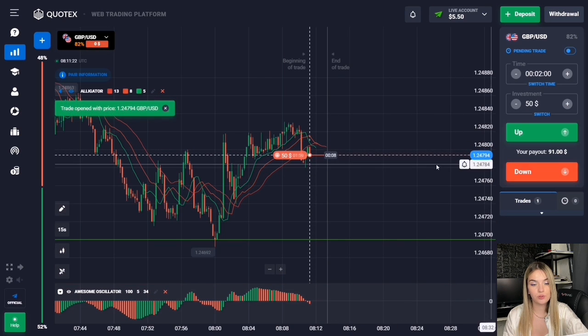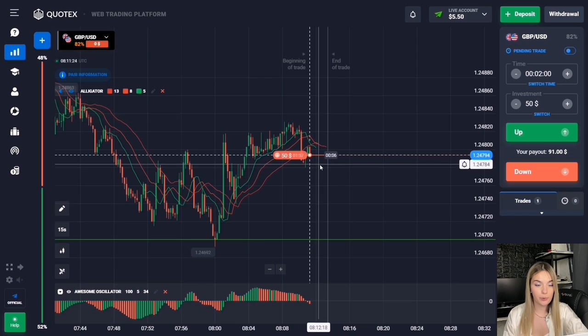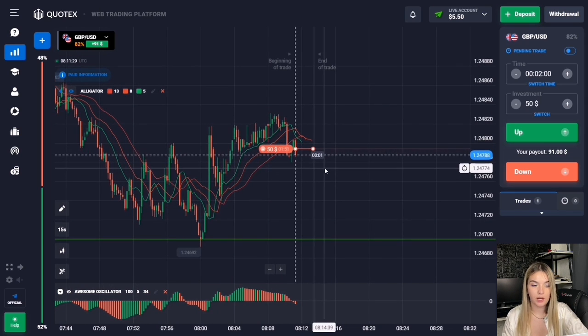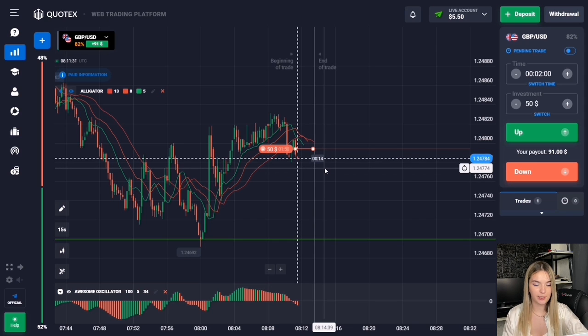I think that in the near future the price will still fall because the price here also has a good potential to decrease. Both indicators also confirmed our entry point, and so, friends, let's wait for the end of our deal.